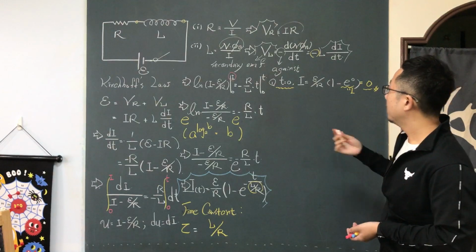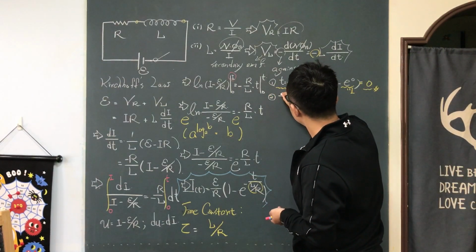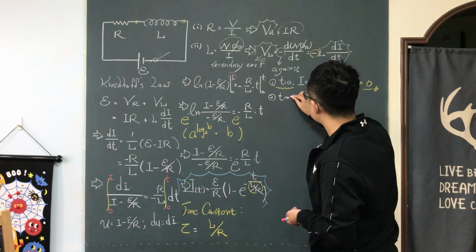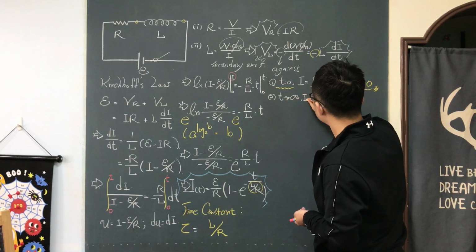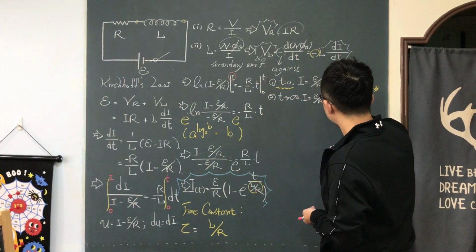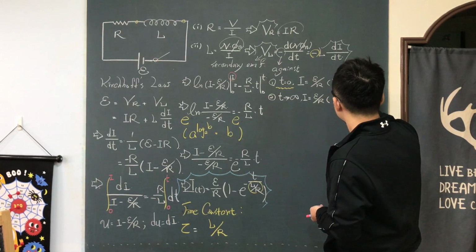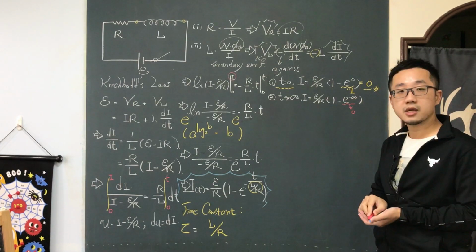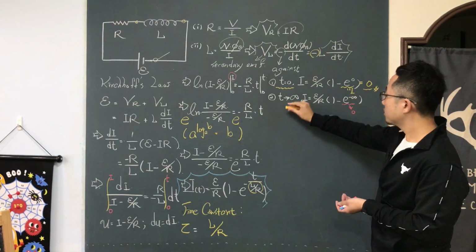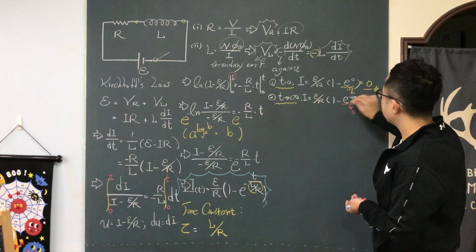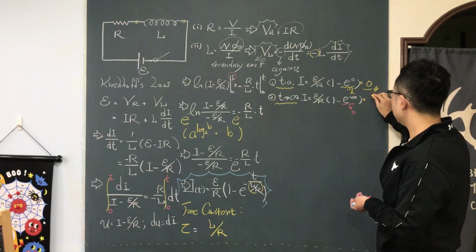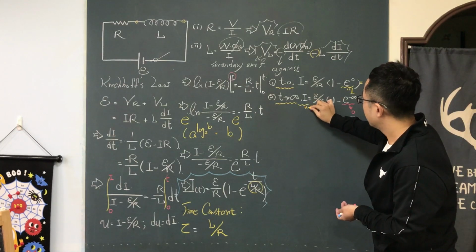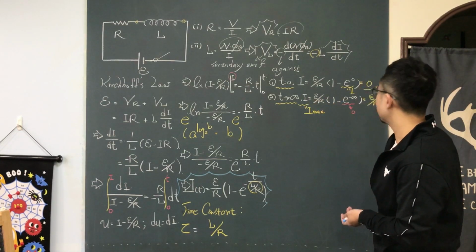Okay, but as time goes very, very long, let's say the time goes to infinity, your current I will be E over R times 1 minus e to the minus infinity. And for this term, it's going to approach 0. So as time goes to infinity, you will reach a steady value. And the steady value is E divided by R, which is also the maximum current in the RL circuit.